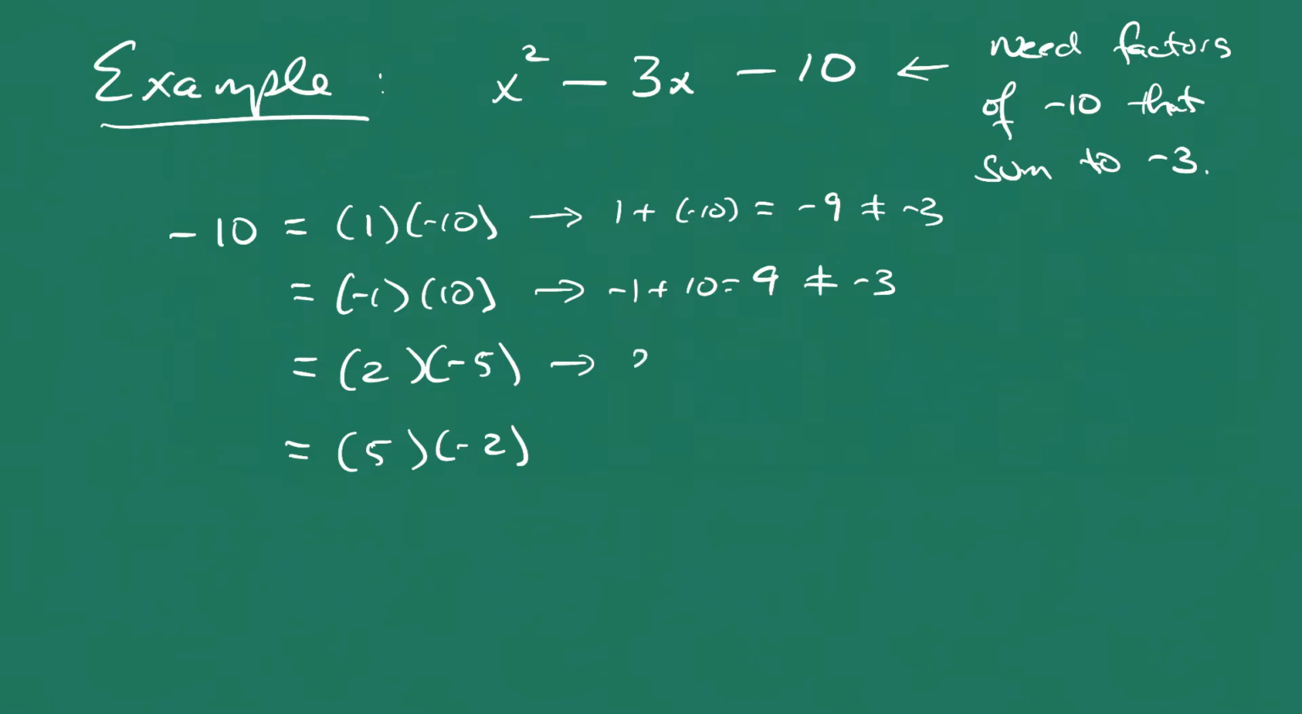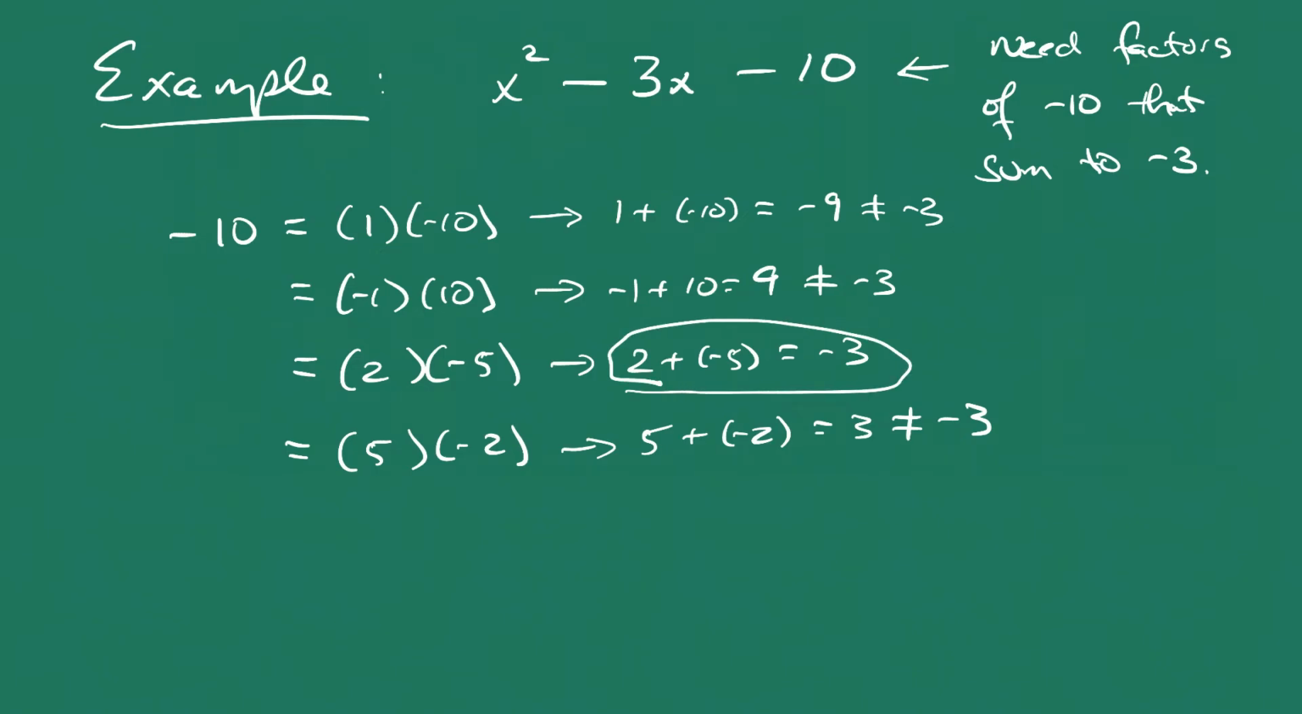If we look at 2 plus a negative 5, that does give us a negative 3. And if we look at 5 plus a negative 2, that gives us 3, which is not a negative 3. So the one combination that we have that works is 2 and negative 5. And so what is our factorization? x squared minus 3x minus 10 then can be factored as x plus 2 times x minus 5.